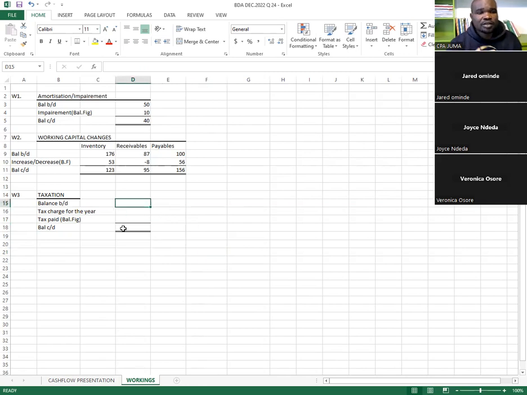So let's fill in this. So balance brought down, check under current liabilities. The income tax payable at the start was 34. I hope that is okay. Then for the year, check P&L. So when we open the year, we have not paid tax of 34. Then tax charge in the P&L, you are seeing how much? How much are you seeing? Somebody? In our P&L?